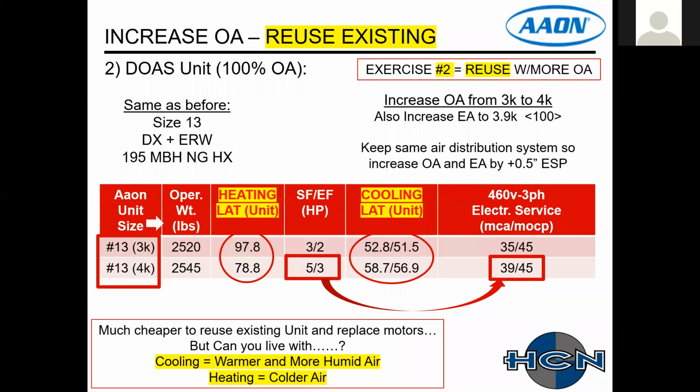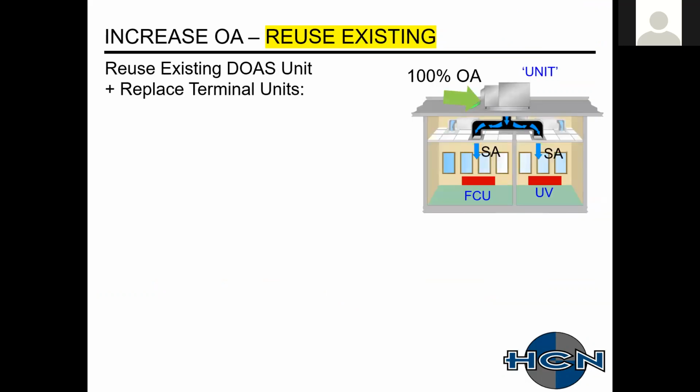has increased, all right? So just once again, as an evaluation, I would consider that it's much cheaper to reuse the existing unit, replace motors, but then once again, can you live with this in the cooling season, having warmer and more humid air being distributed to the space, and then your heating, obviously having colder air coming out at 70 degrees versus 97, all right?